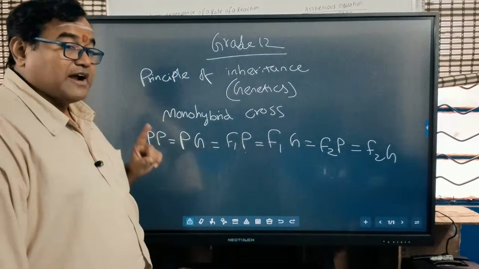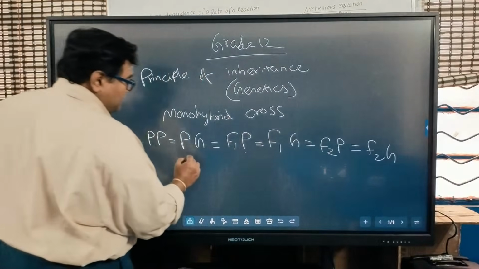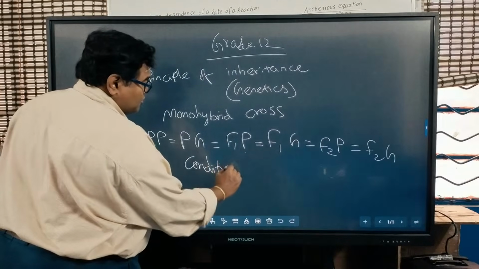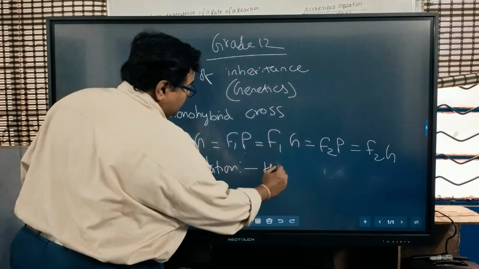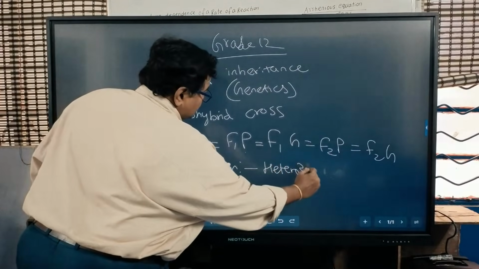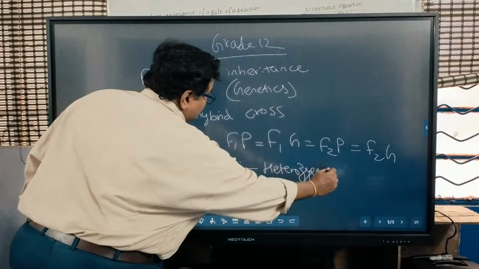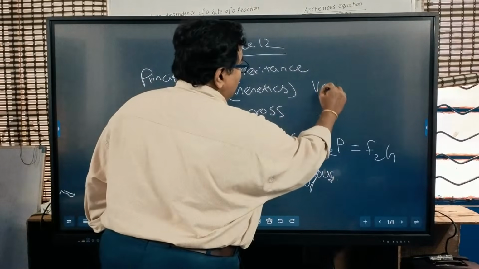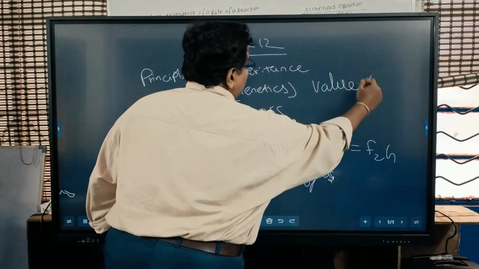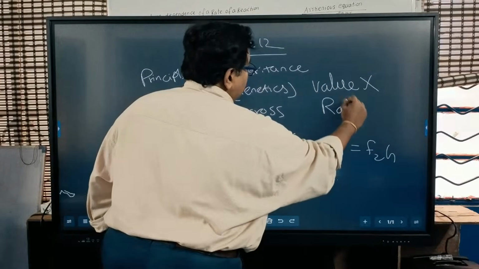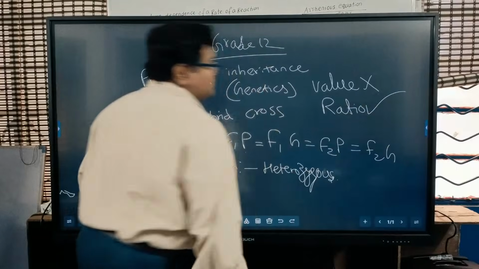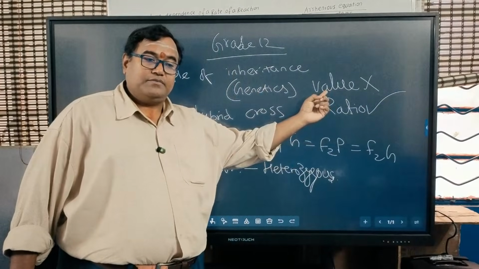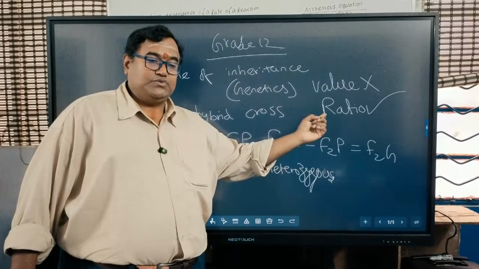Listen very carefully. Condition 1: one parent should be heterozygous. And second thing, I don't want the value. I need only the ratio. Again I'm repeating, I don't want the value, I need only the ratio.